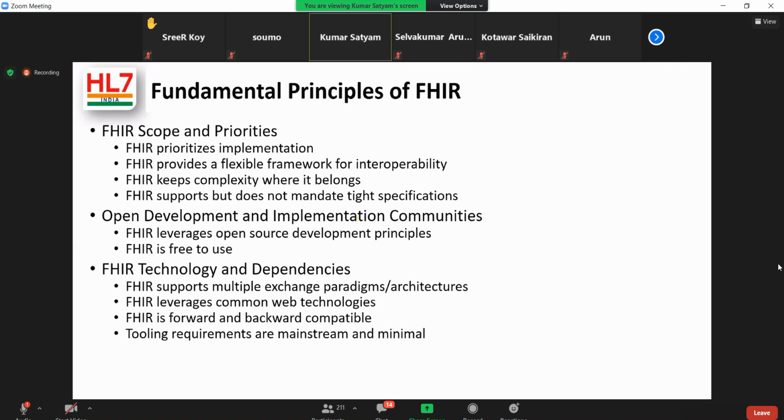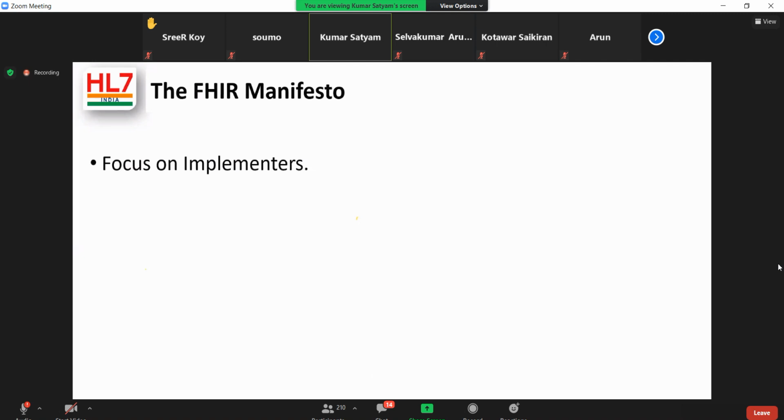It has exchange paradigms, and the biggest thing that FHIR has is the community. Okay, so the FHIR community is the biggest asset that FHIR has. So keep that in mind. And to know more about it, you can go to the conference page. Okay, so this is the FHIR manifesto, and this is what the FHIR community follows.